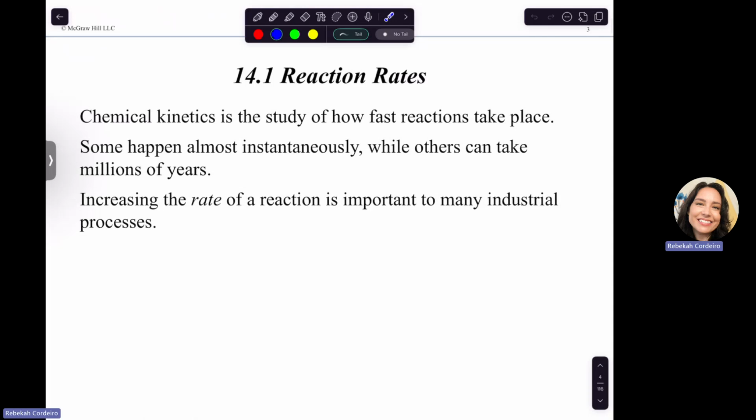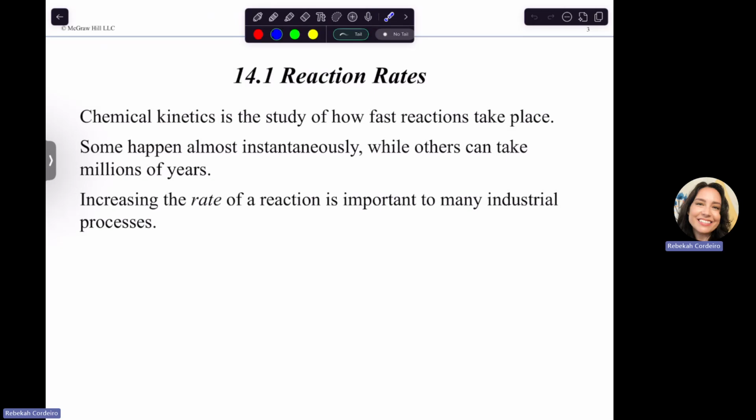So kinetics is what we call the study of how quickly reactions take place. Some happen really quickly. Maybe you've done a chemical reaction in a lab that you see happen fast, like putting baking soda in vinegar. Some reactions take a long time, millions of years. For example, do you see rust happening immediately? If you just sit there and watch iron rust, it's not going to be very exciting, but it does happen over time.